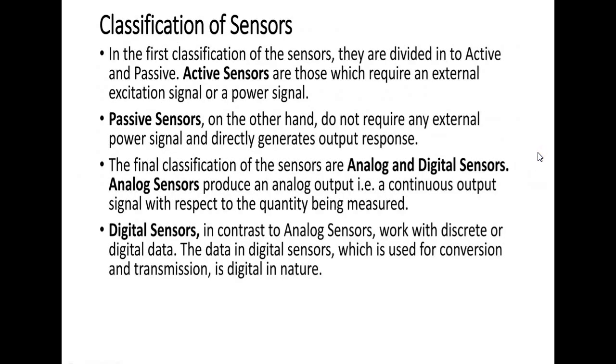Sensors can be classified as active sensors or passive sensors. Active sensors require an external excitation signal or a power signal. Passive sensors do not require any external power signal and directly generate an output response. The final classification can be done as analog and digital sensors. Analog sensors provide a continuous output signal, like a waveform. Digital sensors work with discrete or digital data, zeros and ones. They give the conversions from a transmission, and are digital in nature.